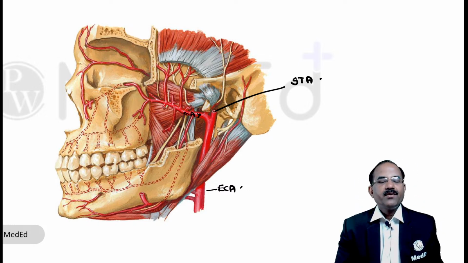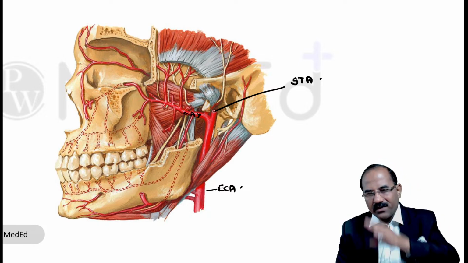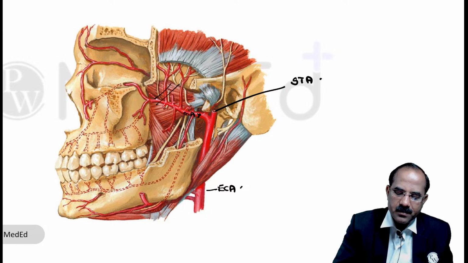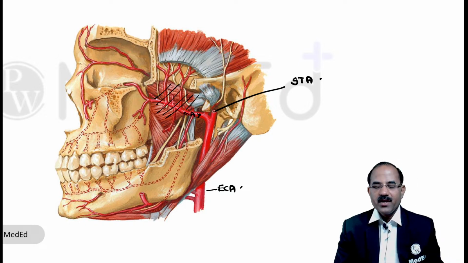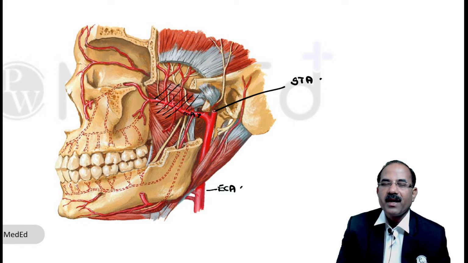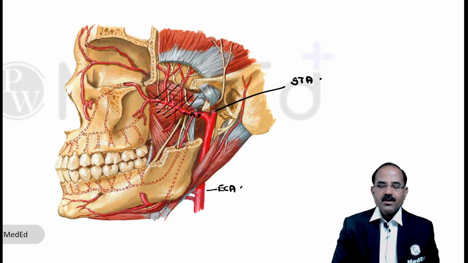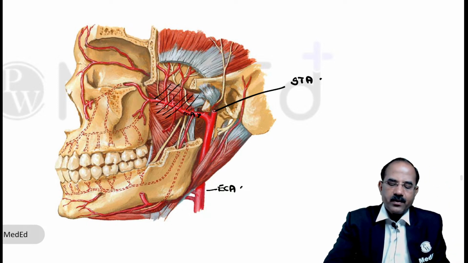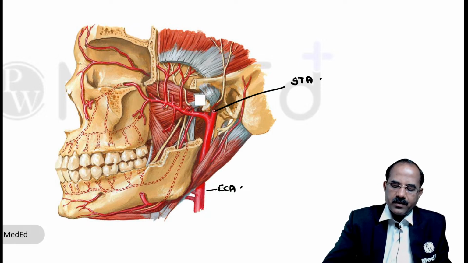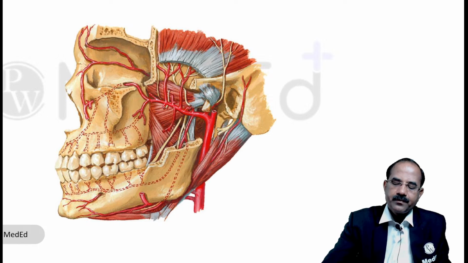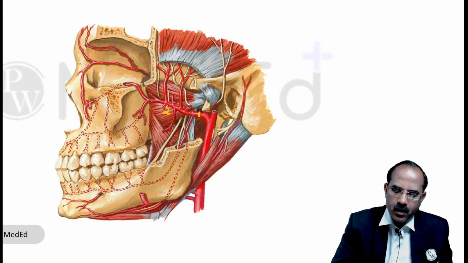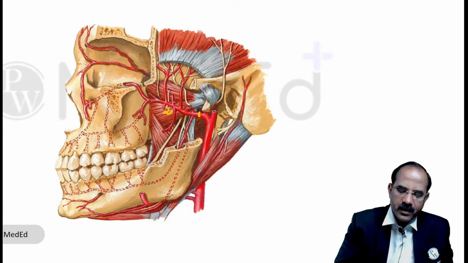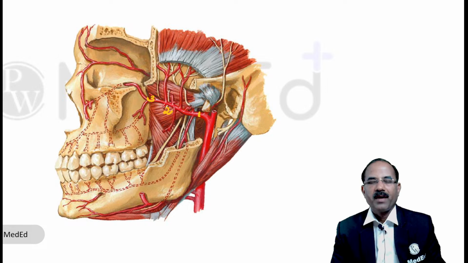Now this maxillary artery is divided into three parts by a muscle. What is this muscle, children? Lateral pterygoid. So the maxillary artery is divided into three by the lateral pterygoid muscle. Which are the three parts of the maxillary artery? From its beginning to the muscle, that's the first part. On the muscle, that's the second part. And between the two heads of the muscle, that's the third part of the maxillary artery.